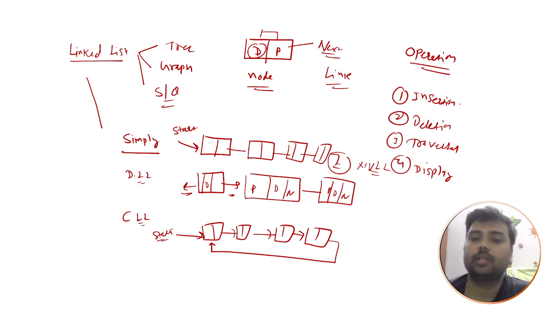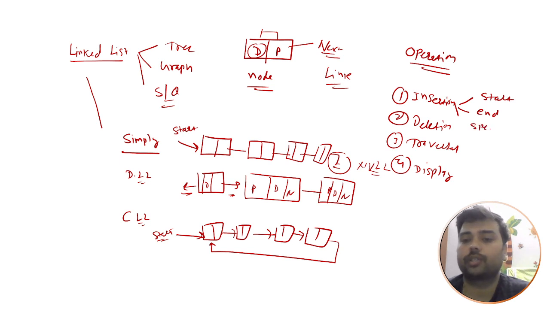When we are inserting, insertion again contains some kinds: insert at start, insert at end, insert at a specific location. Similarly, deletion also contains three types: deletion at start, deletion at end, and deletion at a specific location. Traversing means we are traveling from the first node to the last node. And display means we are going to display each and every data part in the linked list. So these are the basic operations of a linked list.